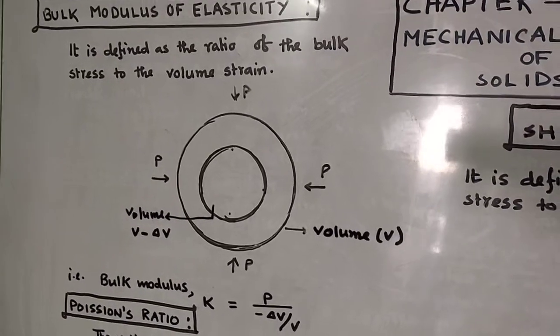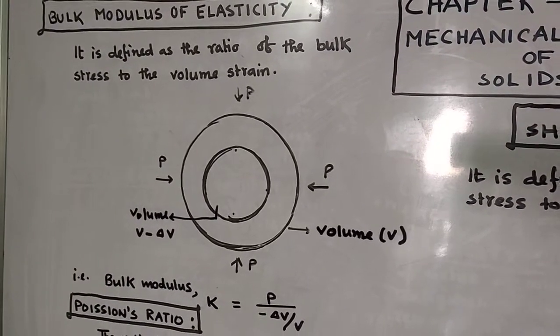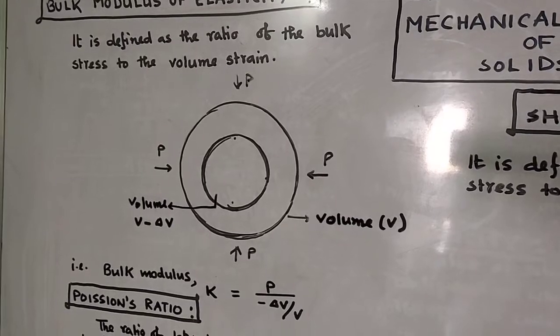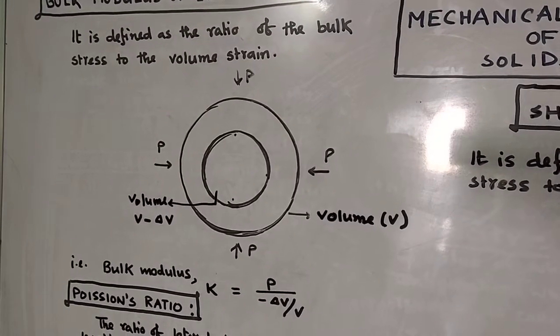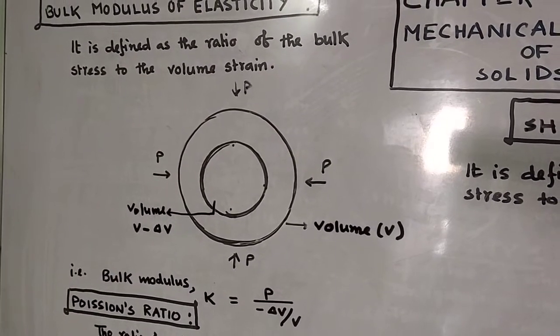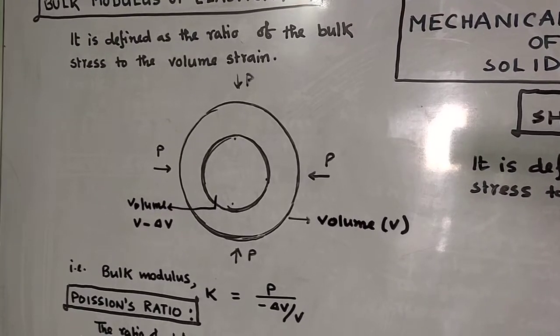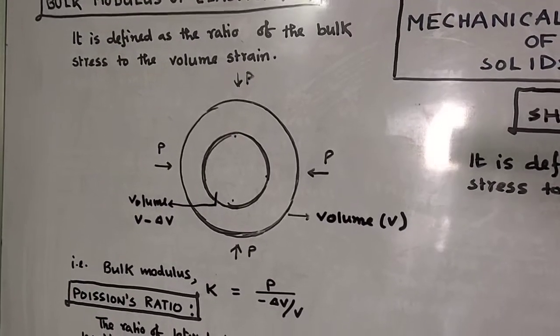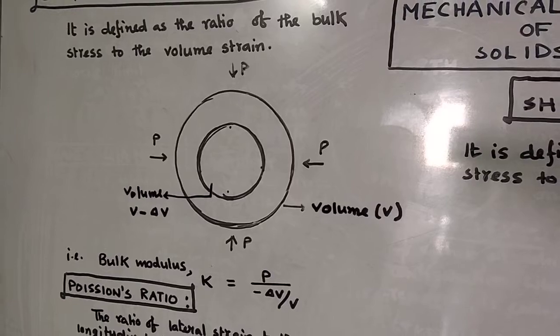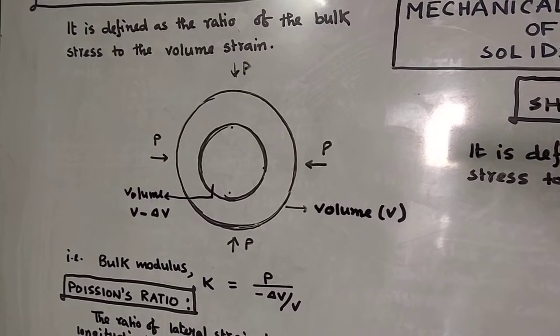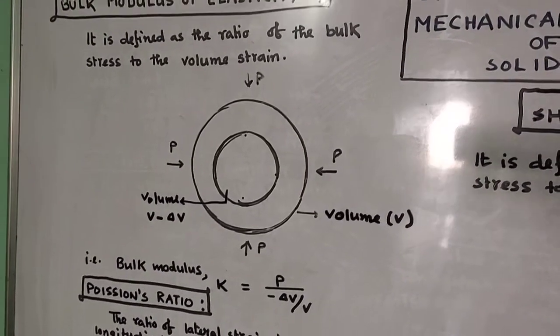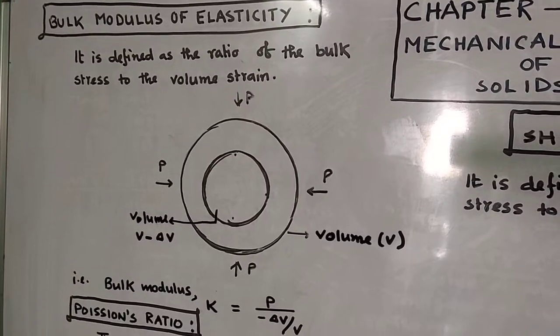So bulk modulus is what? As per the definition, bulk stress is nothing but the pressure, and pressure we know is force by area. So pressure exerted by the liquid on the object, and volume strain is minus delta V by V. So the negative sign is due to the decrease in volume. So this is your bulk modulus of elasticity.